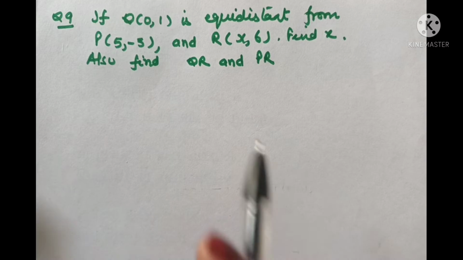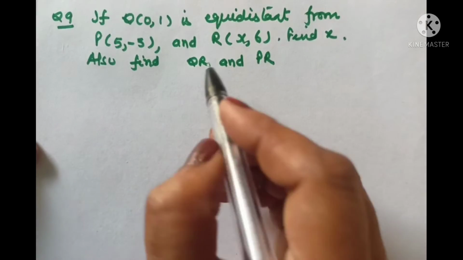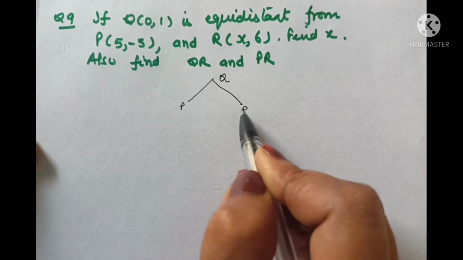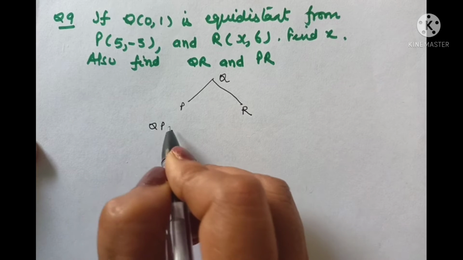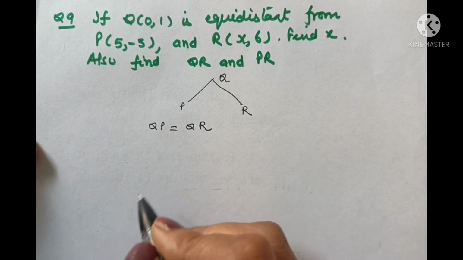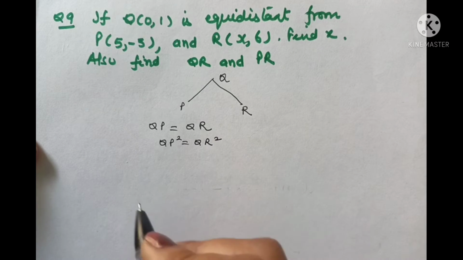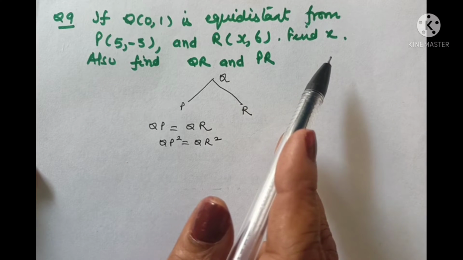In question number 9, we are given Q (0, 1) is equidistant from P and R. So let's draw a rough figure. Q is equidistant from P and R. So I can say that QP is equal to QR, and subsequently QP square is equal to QR square, and we have to find the value of x.